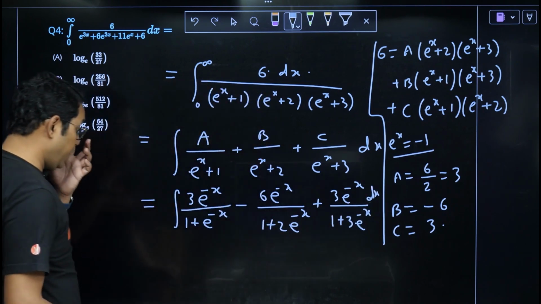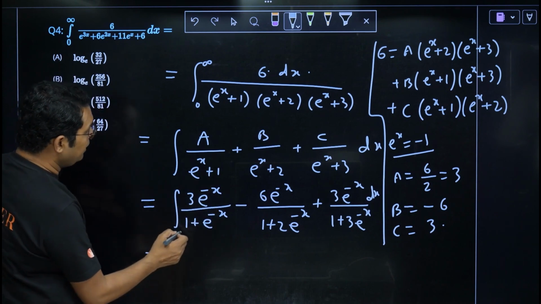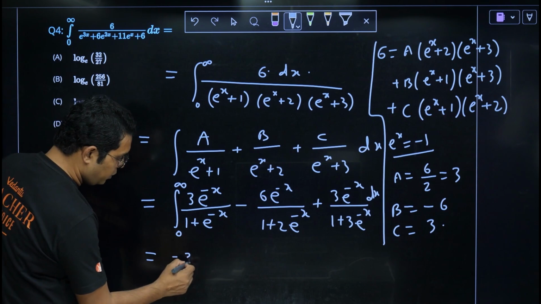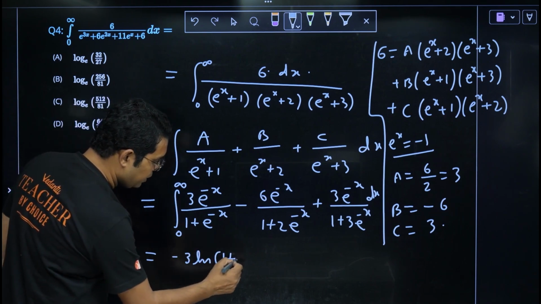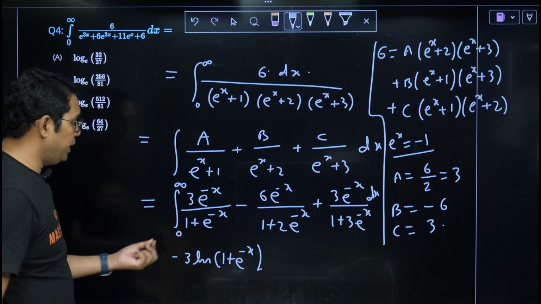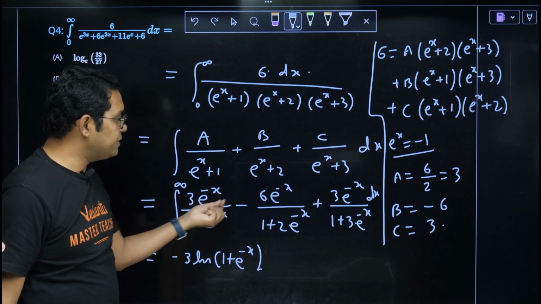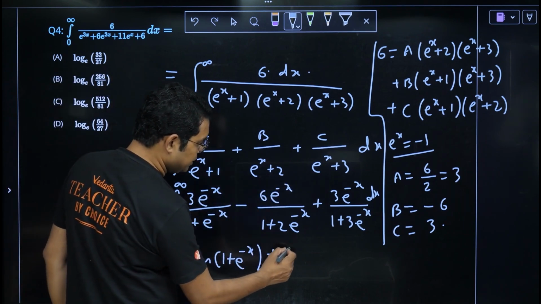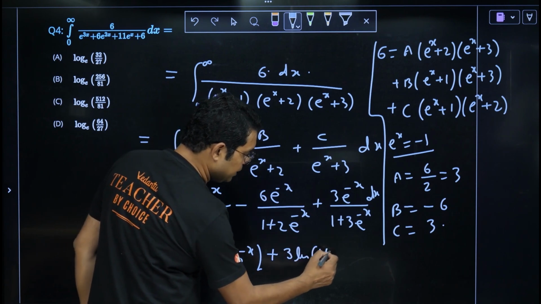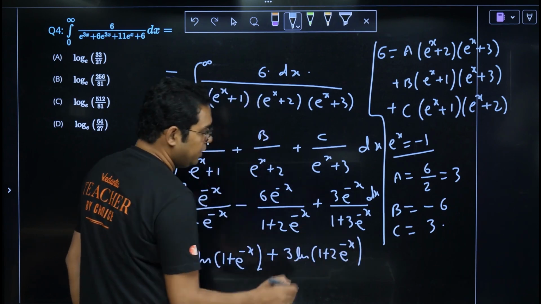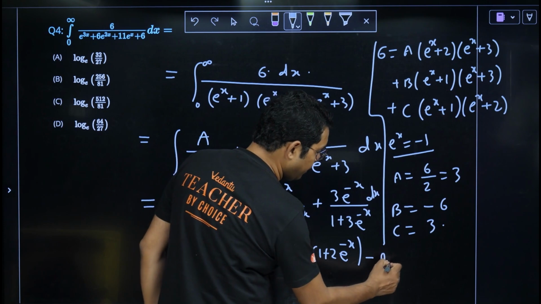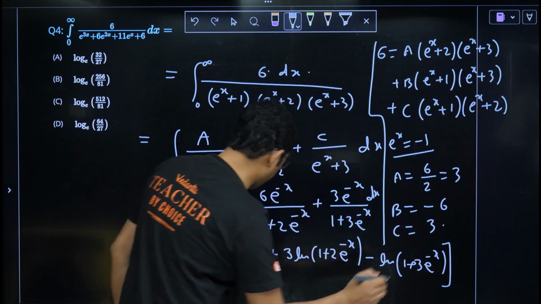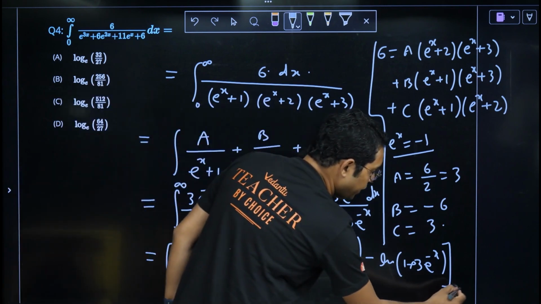Okay. Now if I do the integration of this first thing, and the limit here is 0 to infinity, so that integration would be minus 3 ln 1 plus e power minus x. We can put this thing as t, so e power minus x dx will be dt, so 3 times this thing. Similarly, here it will become plus 3 into ln of 1 plus 2 into e power minus x. Similarly, here it will be minus ln of 1 plus 3 into e power minus x, and that completes this integration. We just need to put 0 and infinity.